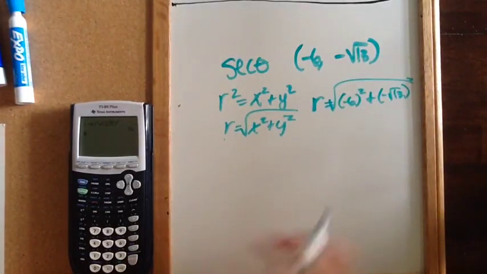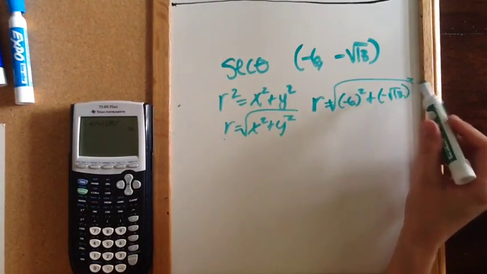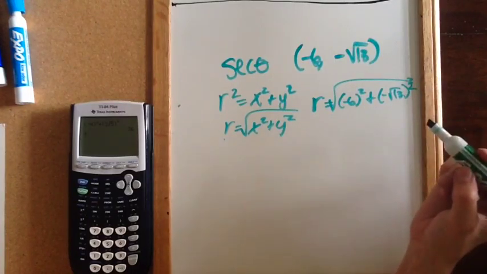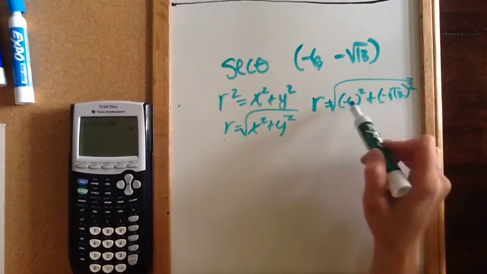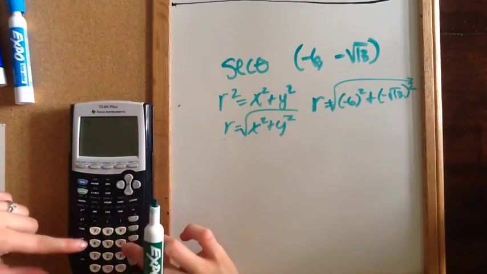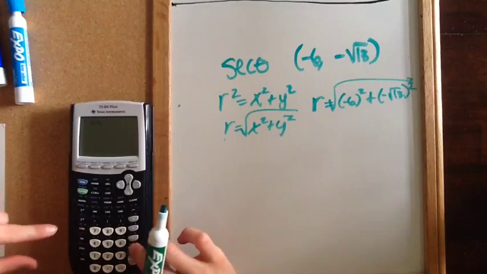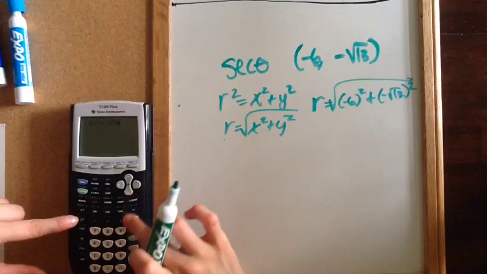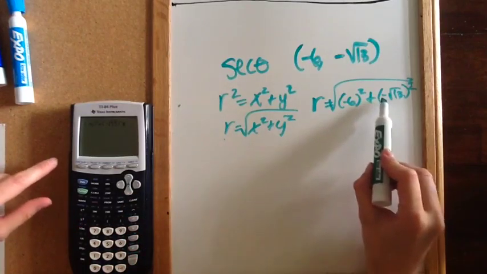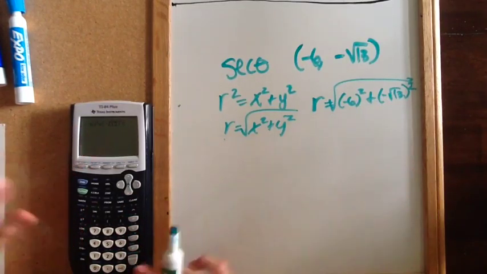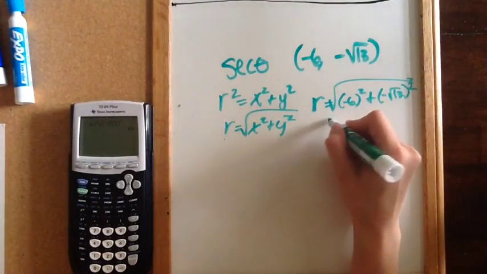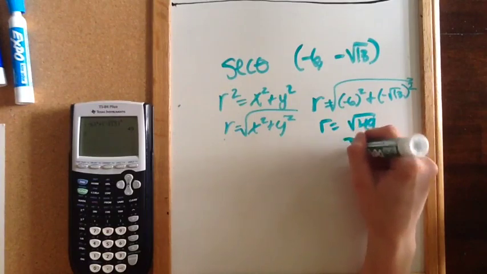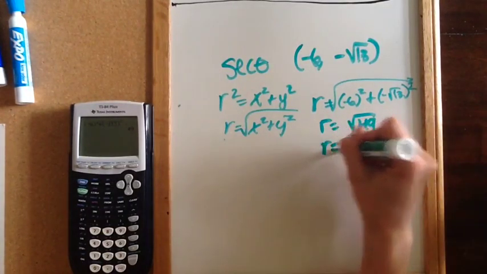Because we like to have square roots in simplified form and not as a decimal, in the calculator I like to put what's underneath the radical. So I'm going to do negative 6 squared plus negative root 13, close my parentheses, squared. Notice the root is inside the parentheses on my calculator as well. Okay, so I get 49. In this case, it has a perfect square, so our r value is 7.